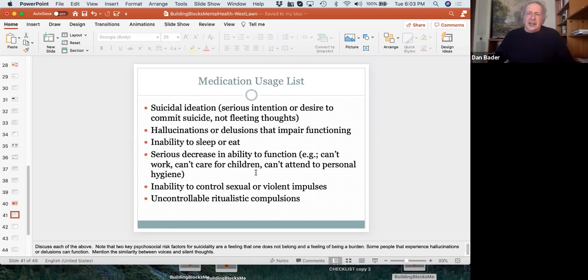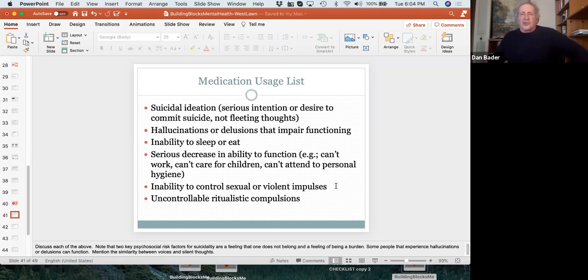Next one is serious decrease in ability to function. Can't work, can't care for children, for example, can't attend to personal hygiene. Okay, and this might be very frequently somebody who has a very, very bad case of what you would say is major depression. Or they're psychotic, one or the other. So yeah, take some medication so that you can at least function, and let's not have your whole life situation or your family situation really go down the tubes. And that's somewhere you could say, at least temporarily, take the medication.